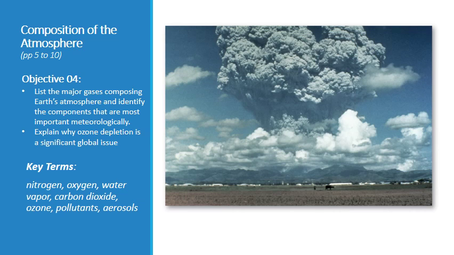Much of the content in this video comes from pages 5 through 10 of your textbook and is meant to help you achieve learning objective number 4, which is to list the major gases composing Earth's atmosphere and identify the components that are most important meteorologically. Further, accomplishing objective 4 requires that you are also able to explain why ozone depletion is a significant global issue.